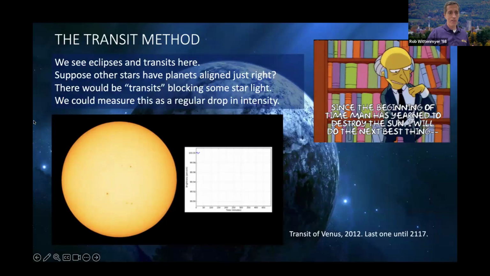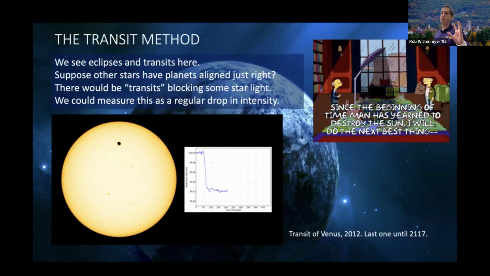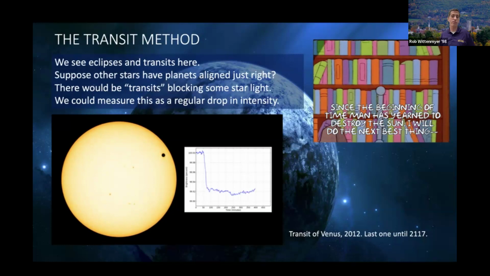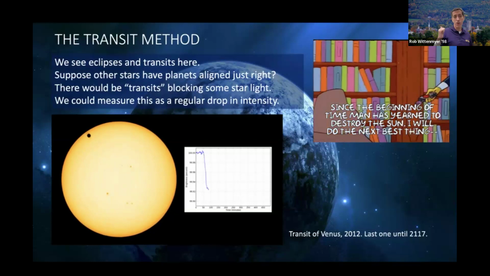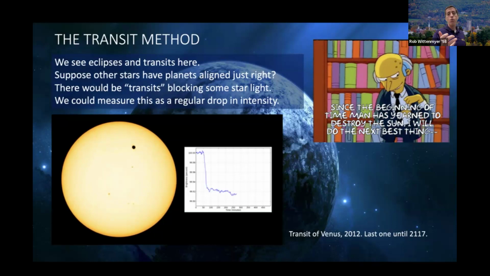Now, spoiler, hot Jupiters are not common. They're actually very rare. About 1% of stars host these things, but they just happen to be the first found because they're so easy once you realize how to do it. So the second method is the transit method. And that's a little more intuitively obvious because you can just measure the amount of light coming from your star.